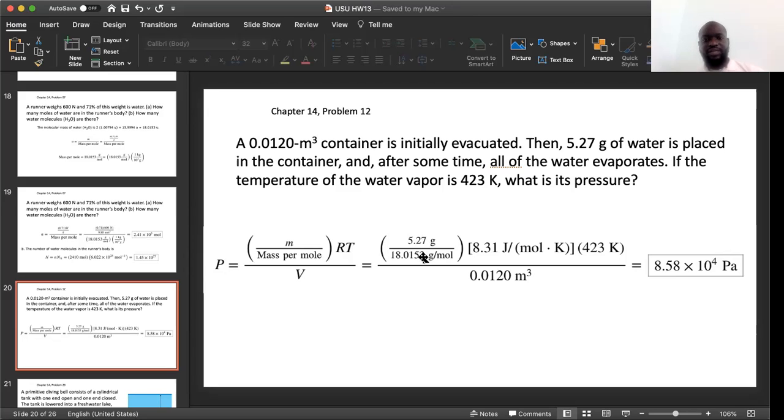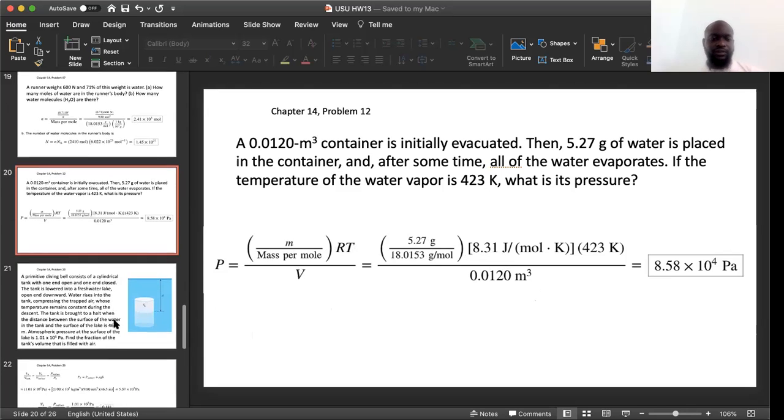So mass over molar mass for water is your n, number of moles, then times R, a constant, 8.31, and then times the temperature given, 423 Kelvin, divided by the volume. Every other thing is given to you to get the pressure. It's the ideal gas equation, PV equals nRT, and you replace n by m over mass per mole.